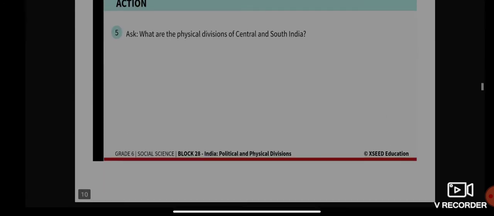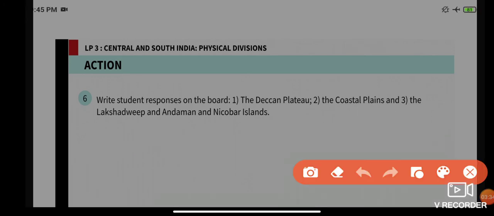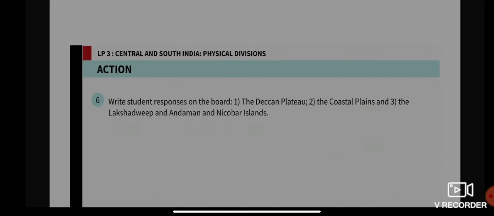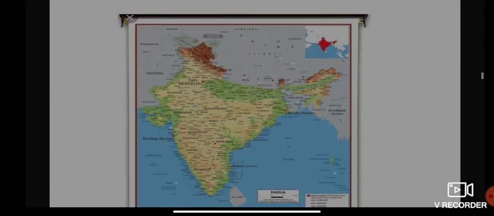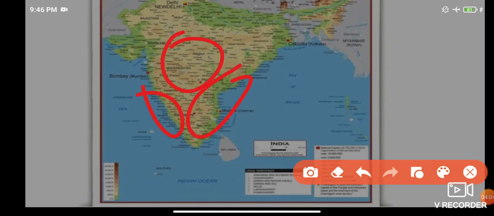So if you look, you'll see that the physical divisions are the Deccan Plateau, the coastal plains, and the Andaman and Nicobar Islands and Lakshadweep. The Lakshadweep and Andaman Nicobar Islands, the Deccan Plateau, the coastal plains, you will find, are the three physical divisions of Central and South India.